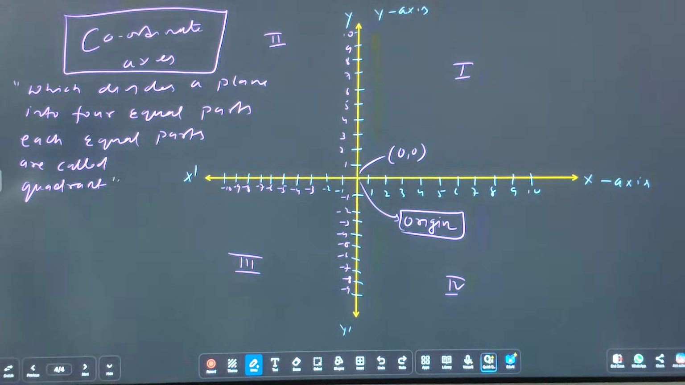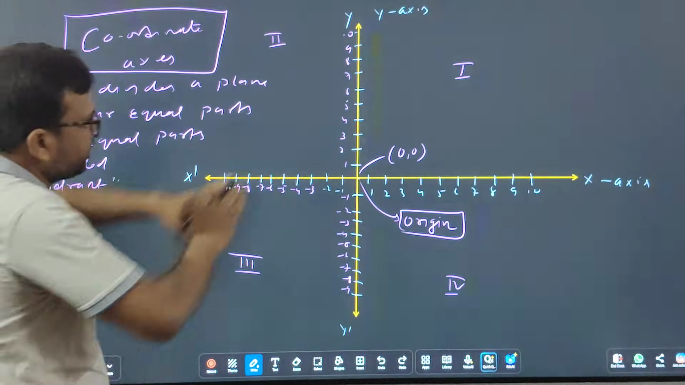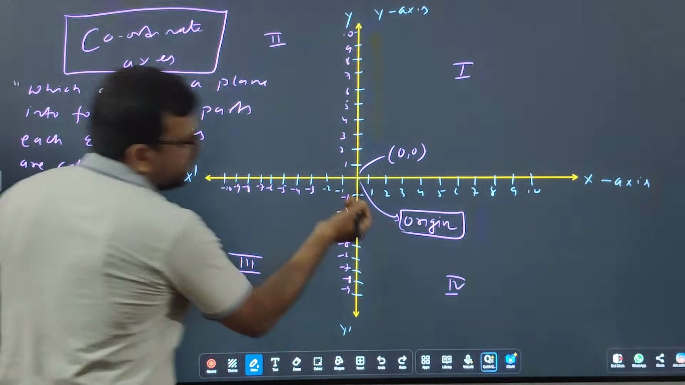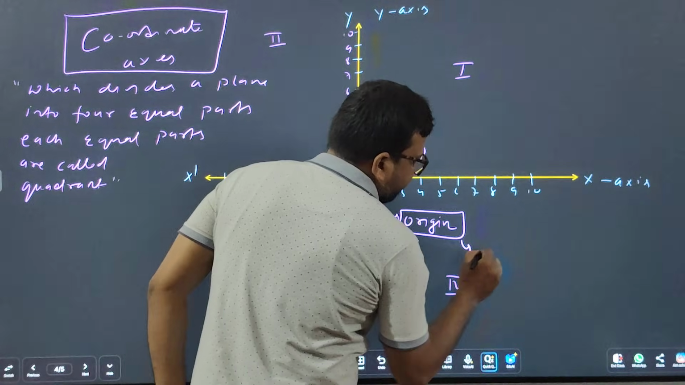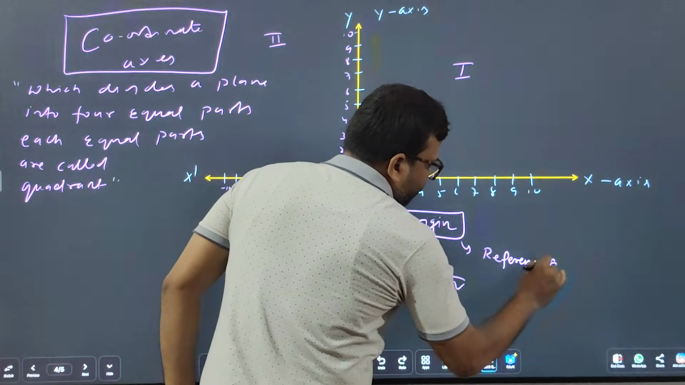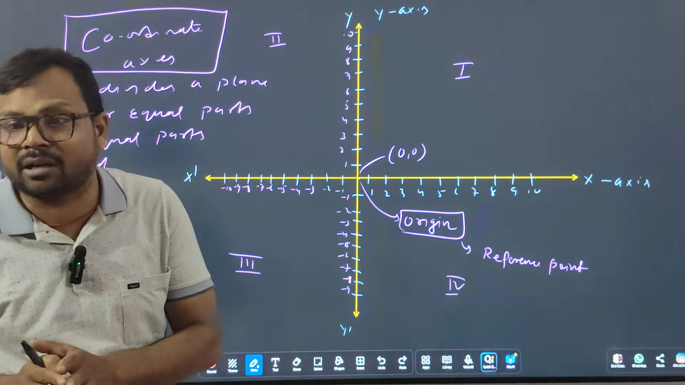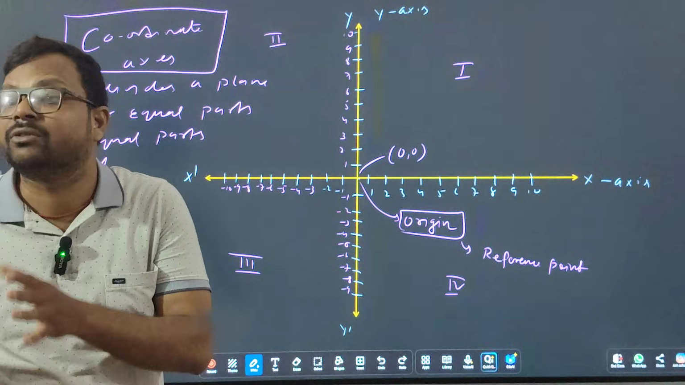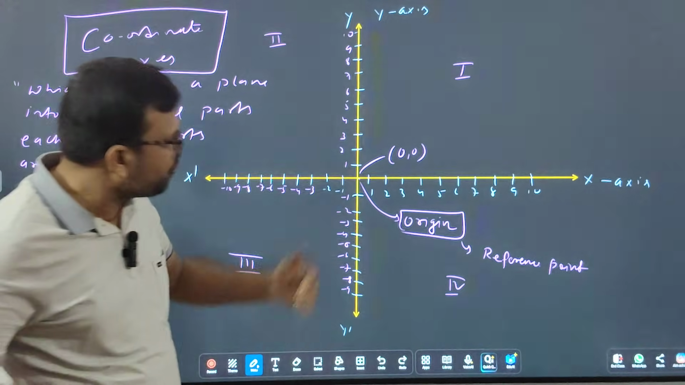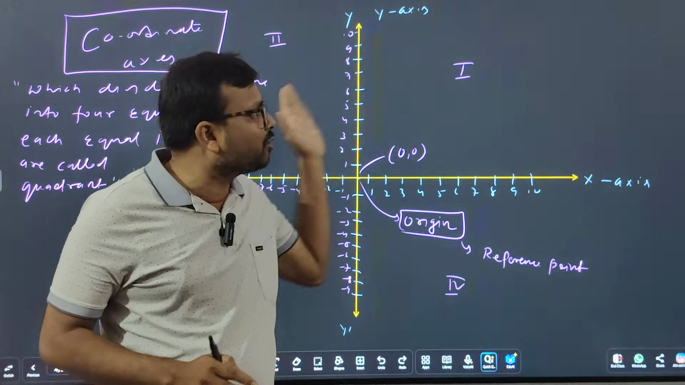Do you have any doubt here? May I proceed? Now the next thing: sir, this is the coordinate axis, and the origin is also called the reference point, from which we will be able to find the location of any point present in a plane. It decides from where we will find the location.